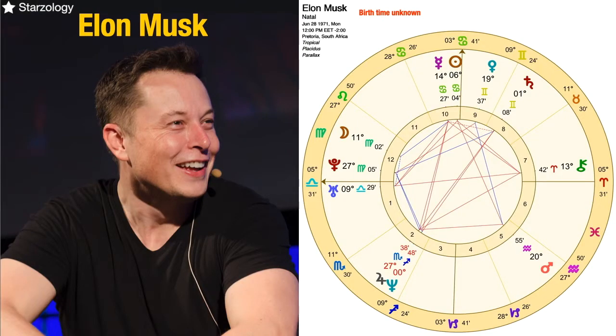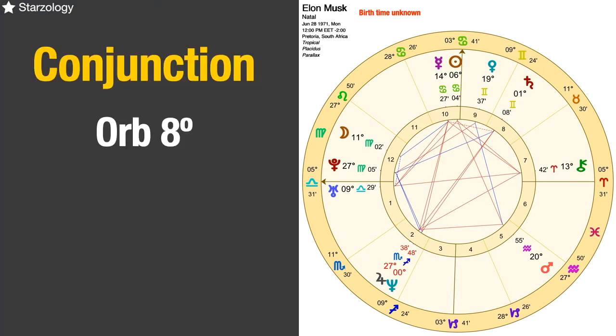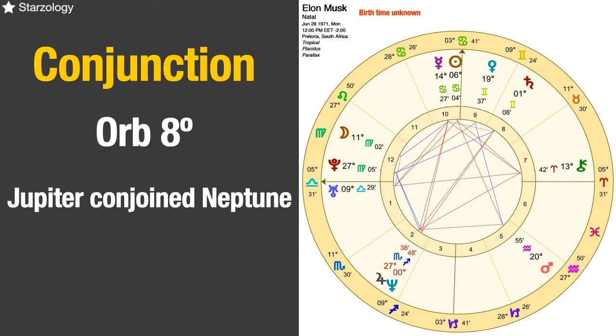The chart we're going to have a quick look through is Elon Musk. We don't have a birth time, but we do have a birth date, so this is the noon chart that I've calculated here. For a conjunction, we know the orb is 8 degrees, so we are looking for 2 planets that may be within 8 degrees of each other. The example we're looking at here is Jupiter conjunct Neptune. You've got Jupiter at 27°38 and Neptune at 0°48.